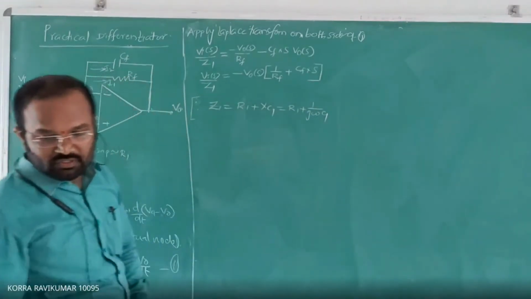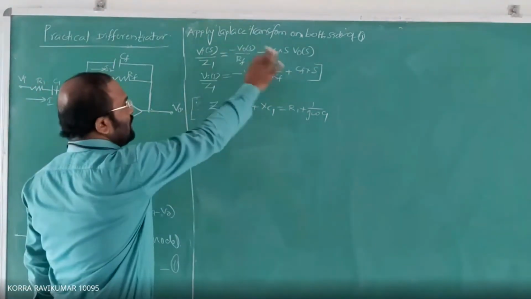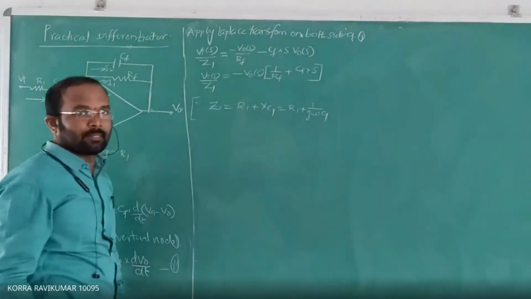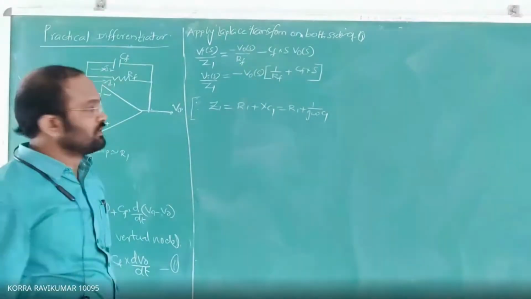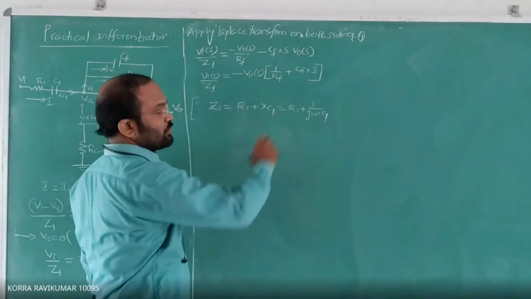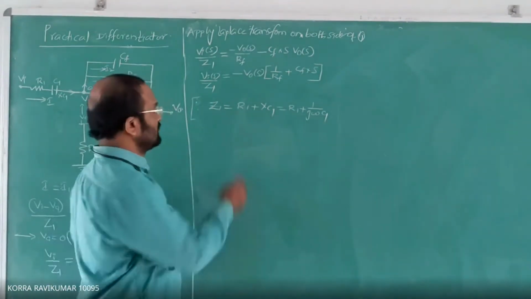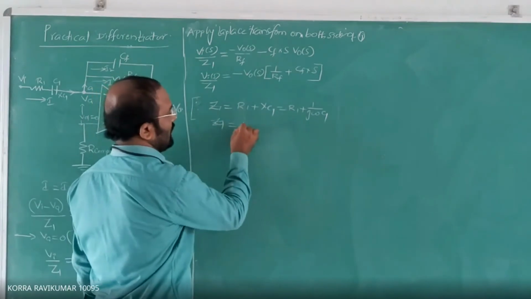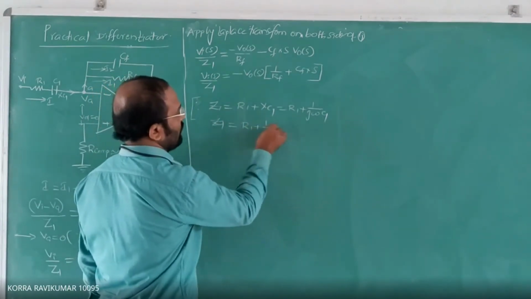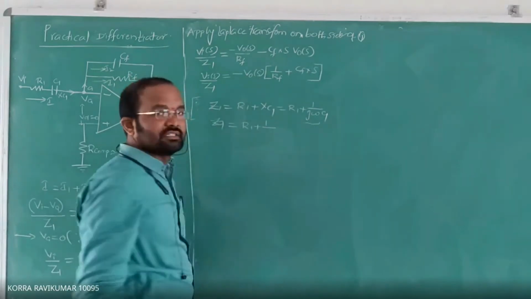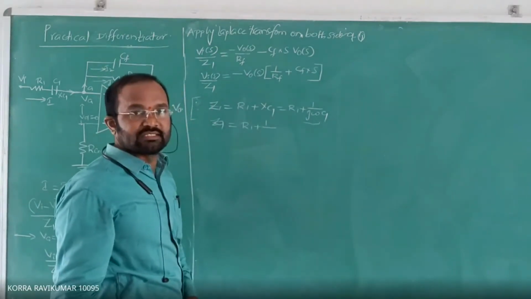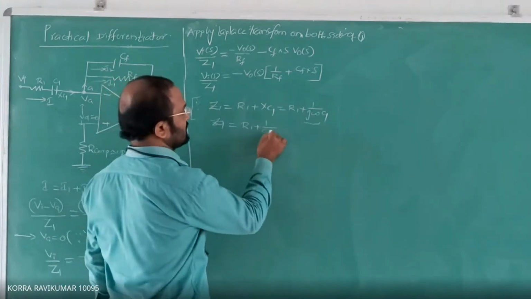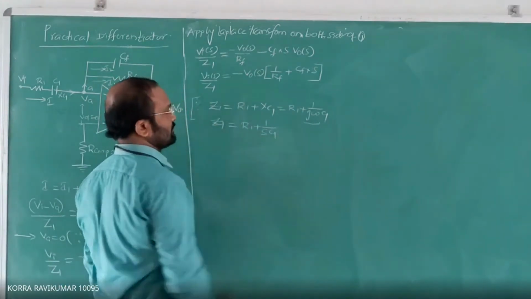Are you getting my point? Here, it is all in the Laplace domain, so Z1 should also be in the Laplace domain. So Z1 is equal to R1 plus 1 by j omega, which means S equals j omega. S is the Laplace domain and j omega is the frequency domain. So Z1 is R1 plus 1 by S into C1. That is Z1.